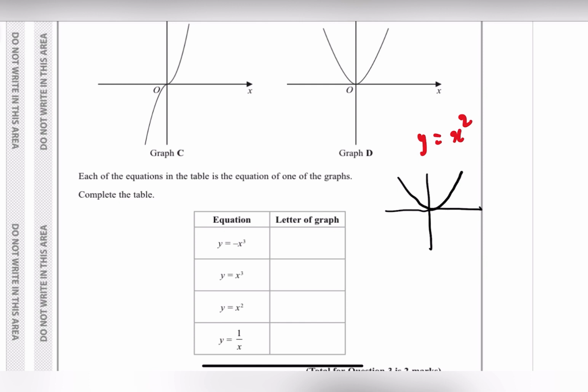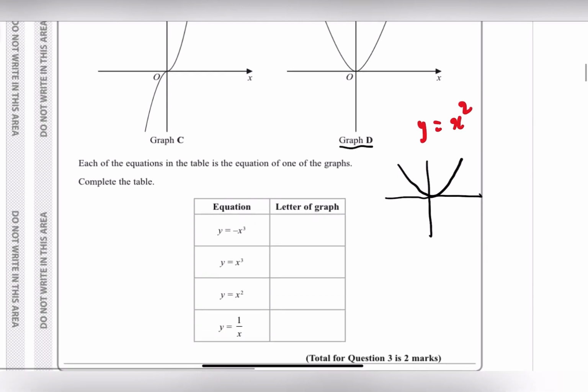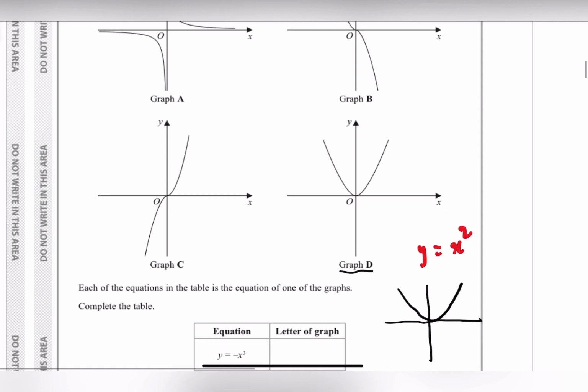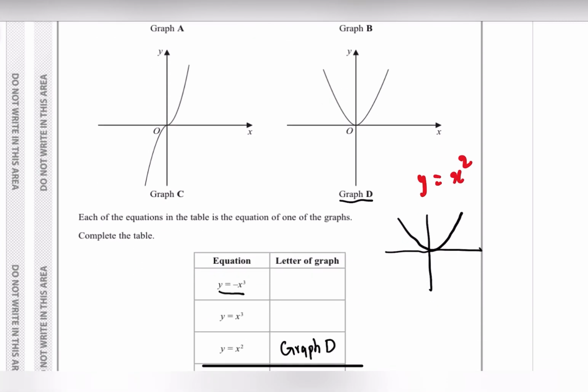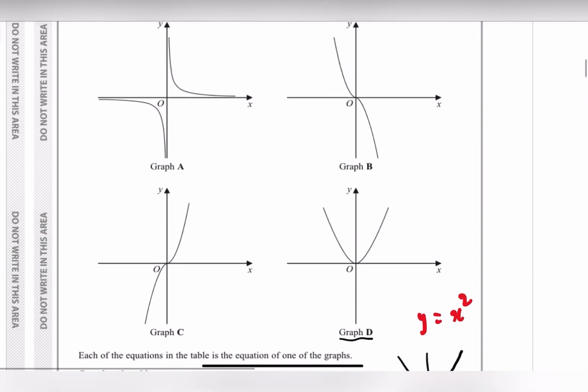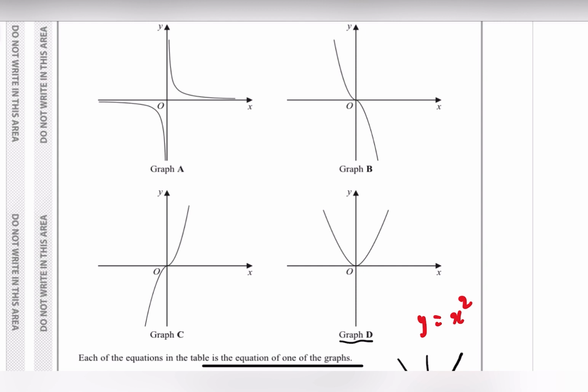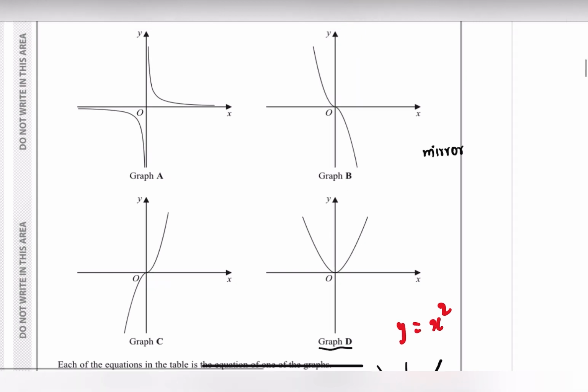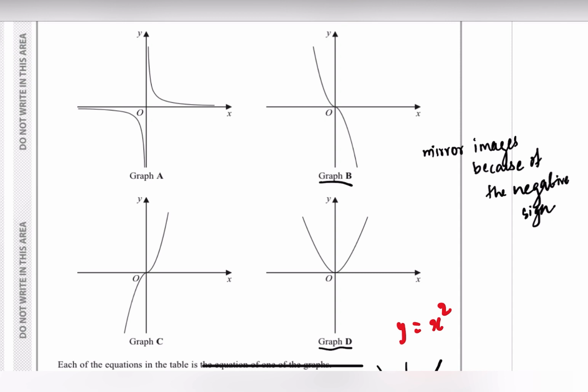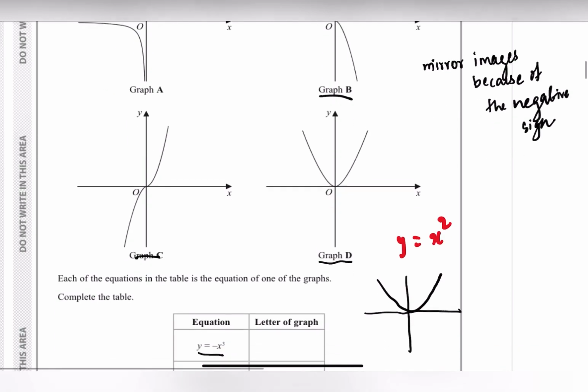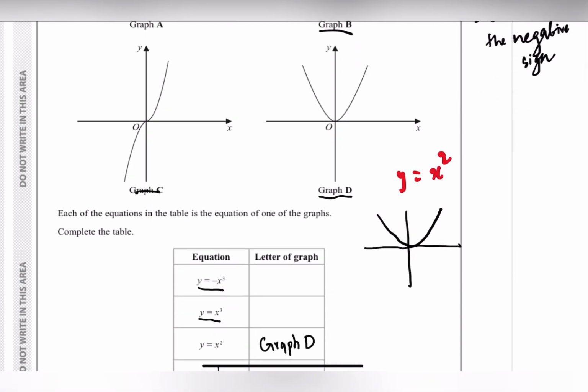So from there you can say graph D will be this. So you can say this is graph D, right? Now, another one you can do is x cube. That you can see there is minus x cube and x cube. So minus x cube means these x cube and minus x cube graphs will be mirror images, because of the negative sign. So here you can see there's only two graphs which are kind of mirror images, which is graph B and graph C. Now your task is to find which is minus x cube and which is plus x cube.